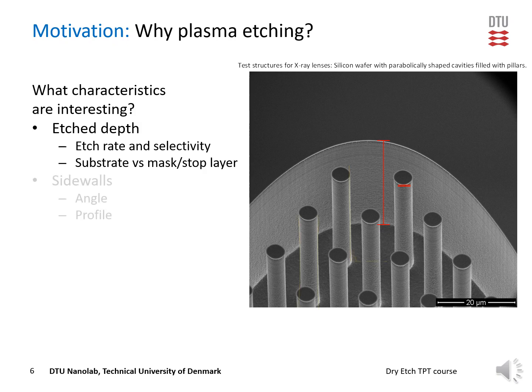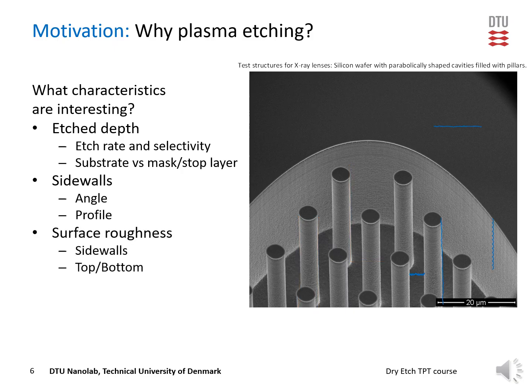You will also examine the shape of the sidewalls. You may require vertical or angled sidewalls. Maybe you need smooth sidewalls or have small scallops or other roughness. The quality of the bottom surface can also be important, as can the condition of the mask after etching.